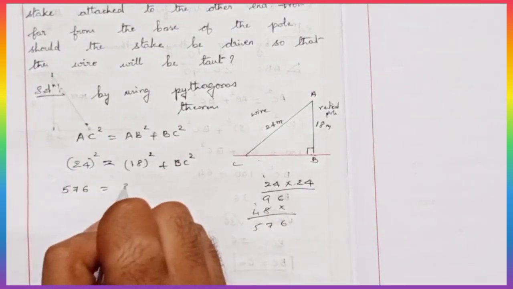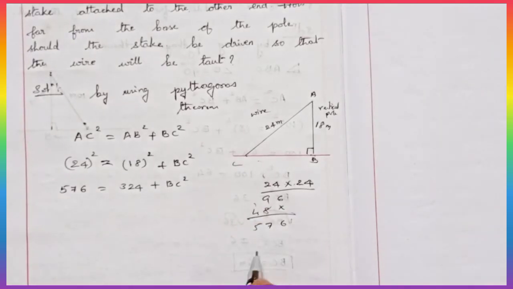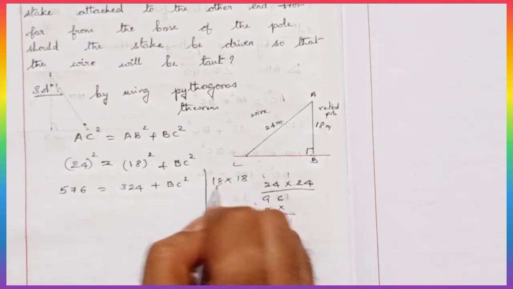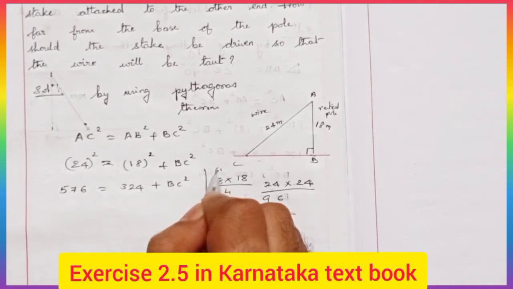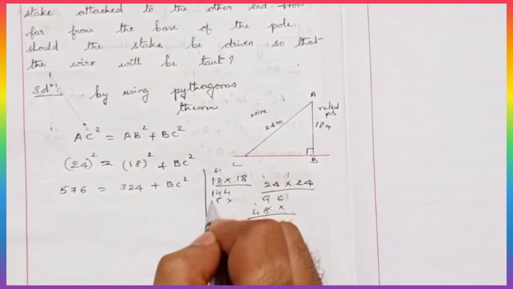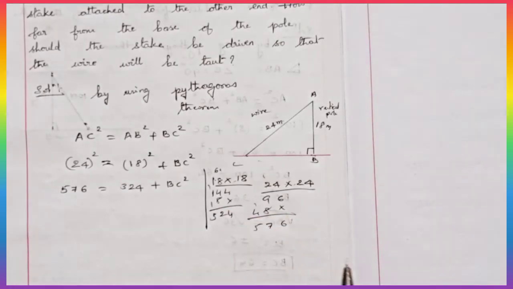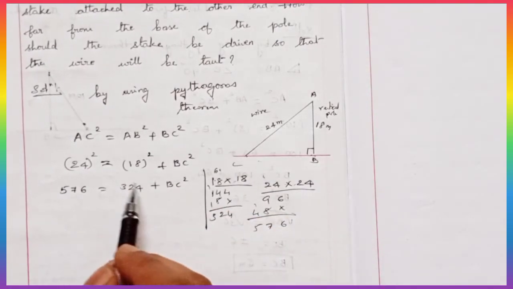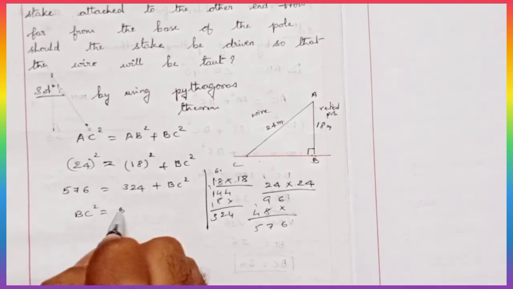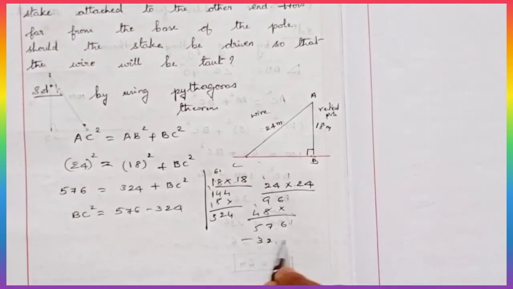18 square is 324 plus BC square. If you don't know 18 square, we will do the working here itself. 18 into 18. 8 8s are 64, 6 carry for the next digit. 8 1s are 8 plus 6 is 14. 1 into 8 is 8. 1 1s are 1. So 4 plus 8 is 12, 1 carry. So it is 324. I will transpose this 324 to the other side of the equals. So BC square is equal to 576 minus 324.